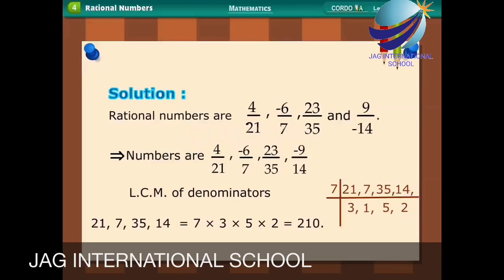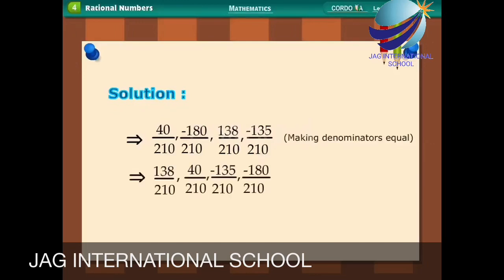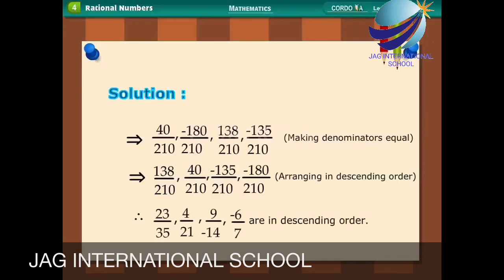to 210. This implies 40 upon 210, minus 180 upon 210, 138 upon 210, minus 135 upon 210, making denominators equal. This implies 138 upon 210, 40 upon 210, minus 135 upon 210, minus 180 upon 210, arranging in descending order. Therefore, 23 upon 35, 4 upon 21, 9 upon minus 14, minus 6 upon 7 are in descending order.